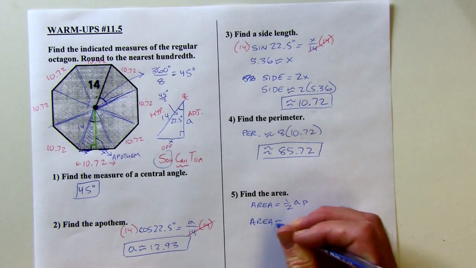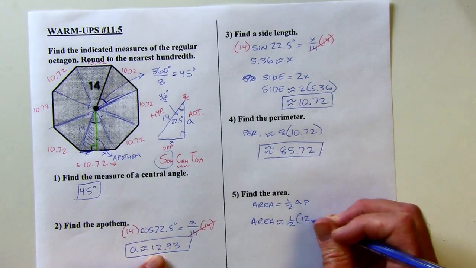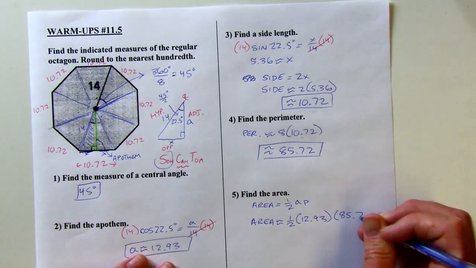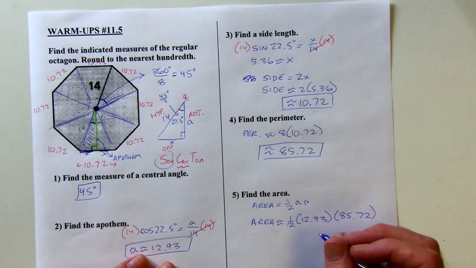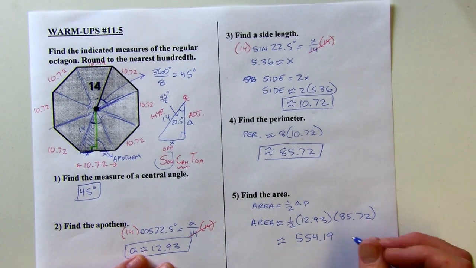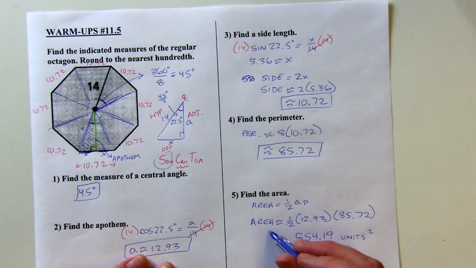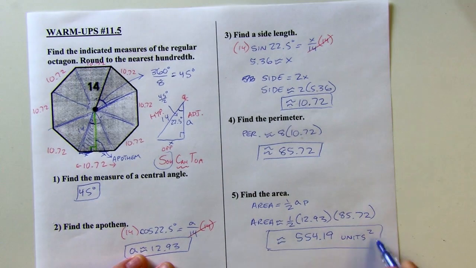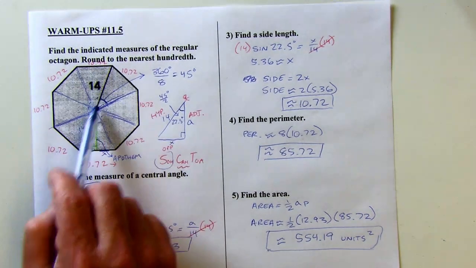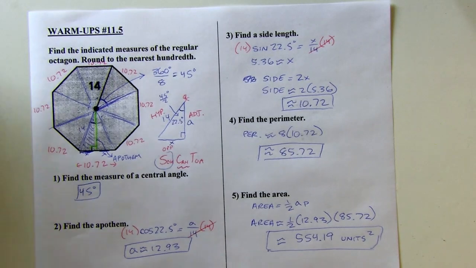So my area is going to be, let's see, the apothem going back here was about 12.93, and then the perimeter was about 85.72. Okay, and then I multiply that all together, and that's going to come out to about 554.19. And since this is area, I want to say that the units are squared, even though I don't know what the units are. They're square units. Okay, and hey, I found the area of that regular octagon, only knowing one measurement, the radius. Okay, that's it for this warm-up, and I'll see you next time.